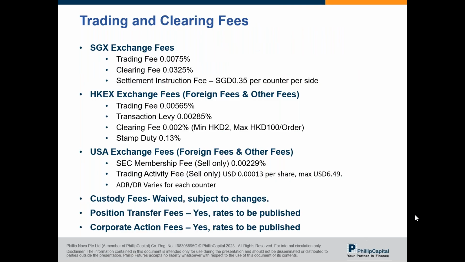All right, have a look at the trading and clearing fees. This is the same for all the brokerage houses. Just a quick look at them. Singapore exchange fees, clearing fees, are quite minimal by and large. Trading fee 0.0075%, clearing fee of 0.0325% of the contract's value of how much you buy. So if you buy $10,000 worth, times this percentage, you get the clearing fees. There's an extra settlement instruction fee of 35 cents per counter per side.